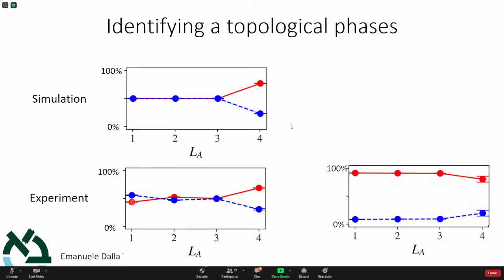So if you compare the topological case with the non-topological, in the non-topological you see that the red and blue are completely far off. So this is really non-topological. Here is, I would say, almost topological, right? Red and blue are close to each other. The symmetry is broken just a little bit.